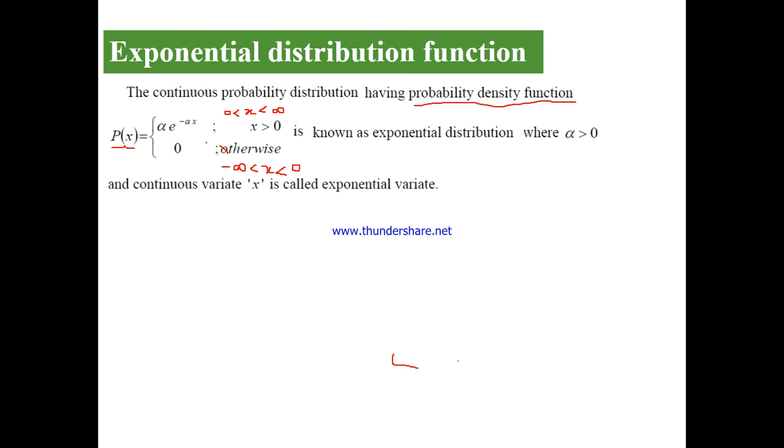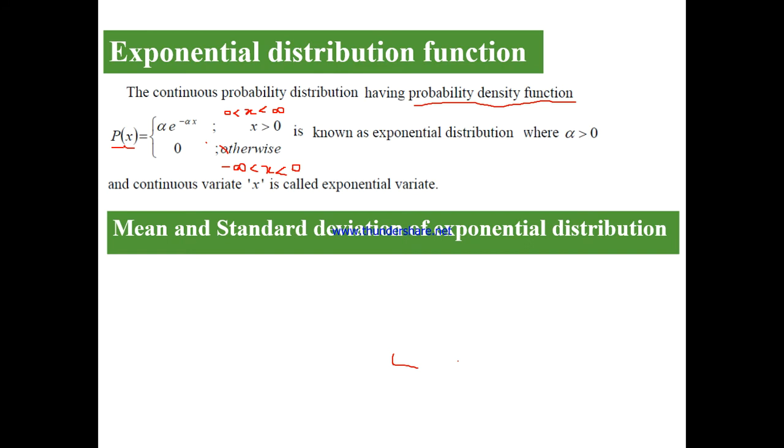So knowing what is exponential distribution function, let us find out what would be the mean and standard deviation of exponential distribution. Now, mean, we know what's the formula, which is nothing but the integral of x into p of x into dx between the limits minus infinity to plus infinity. Since we are working out for exponential, it clearly says that only between 0 to infinity we can use this function. When it is between minus infinity to 0, it would be 0.